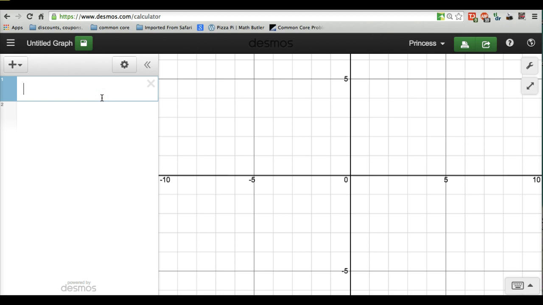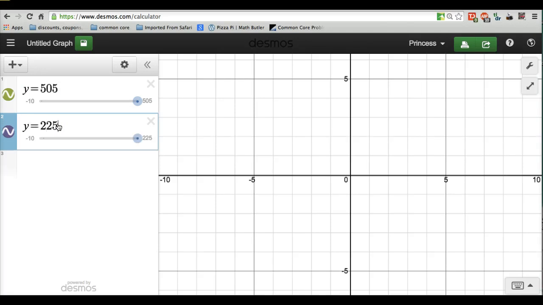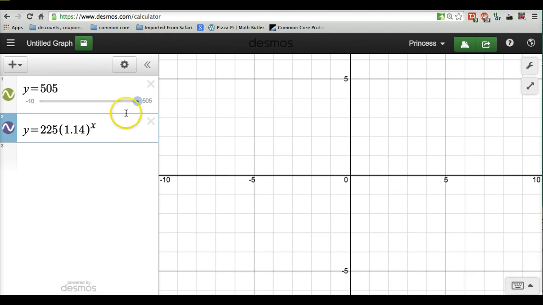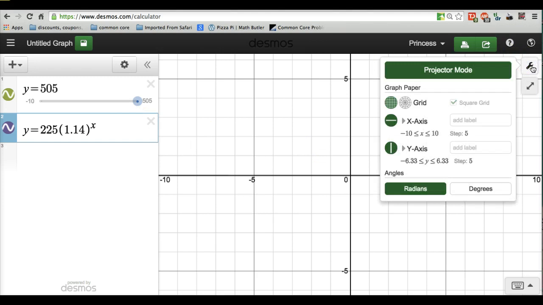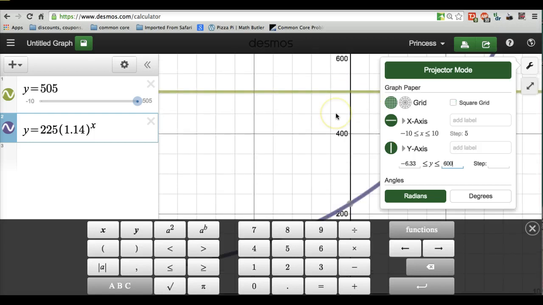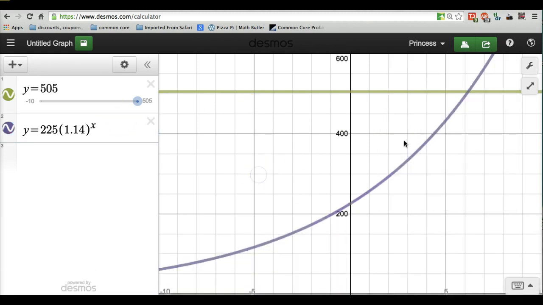Okay, anyhow, let's go ahead and put in the equation. Y equals 505, and then y equals 225 times 1.14 raised to the power of x. Okay, so obviously if you don't see the graph, you already know. Let's use common sense. Click on the wrench from the beginning, and then let's look. The highest y value is 505, so for my y-axis, I'm going to just put 600. Because, oh, now all of a sudden the graph pops up. Maybe I don't have to do anything else. For the x value, let's just take a look. You know what? I'm not going to do anything because I already see obviously the answer.